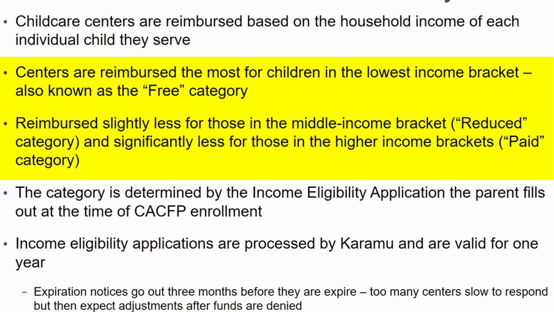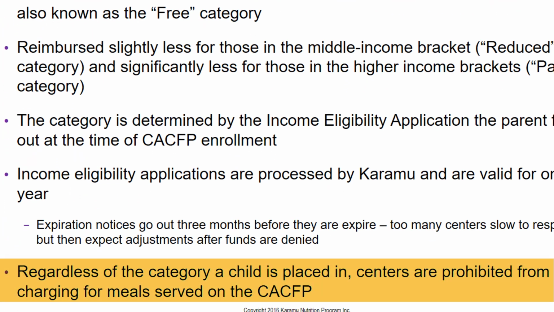However, unlike the school lunch program, where if a child is classified as free, that means that child pays nothing for their meals, and if they're classified as reduced, they pay a little bit, and if they're classified as paid, they pay a little bit more. Under the Child and Adult Care Food Program, free, reduced, and paid represents how much reimbursement the provider will receive. And you're not allowed to charge the families for meals regardless of how their child is classified.